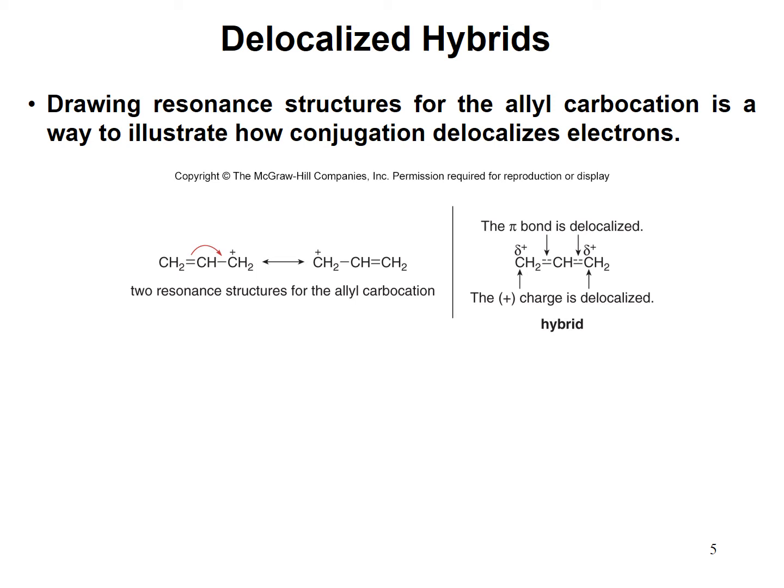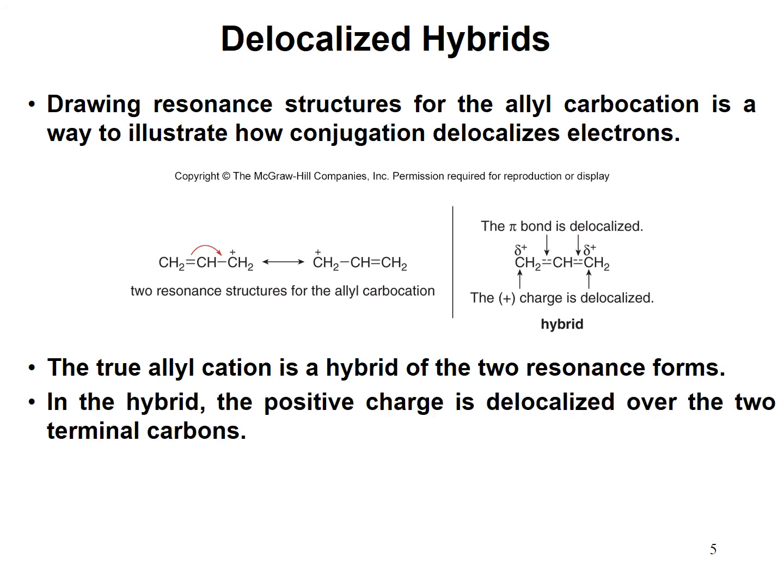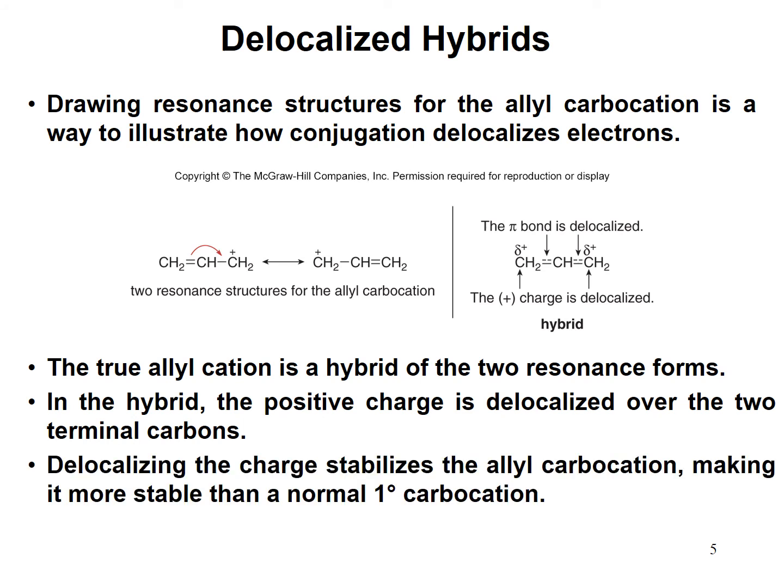This delocalization means if I draw a hybridized structure, I have electron density shared between carbons 1, 2, and 3, and carbons 1 and 3 have a partial positive charge. The true allylic carbocation is a hybrid of the two resonance forms. The positive charge is delocalized over the two terminal carbons, and delocalizing the charge stabilizes the allylic carbocation, making it more stable than a primary carbocation.